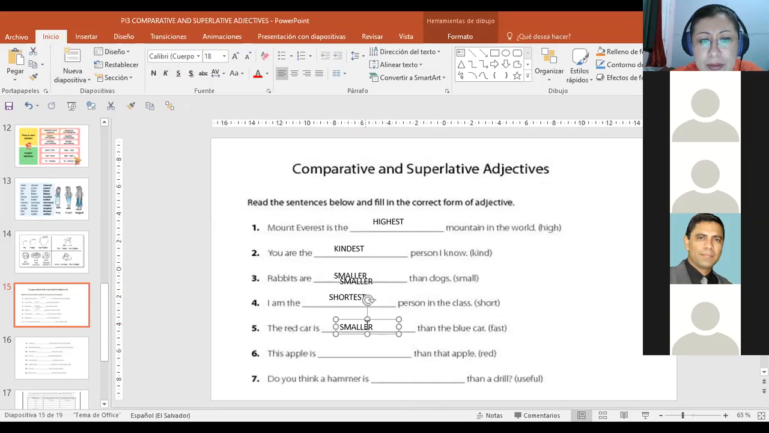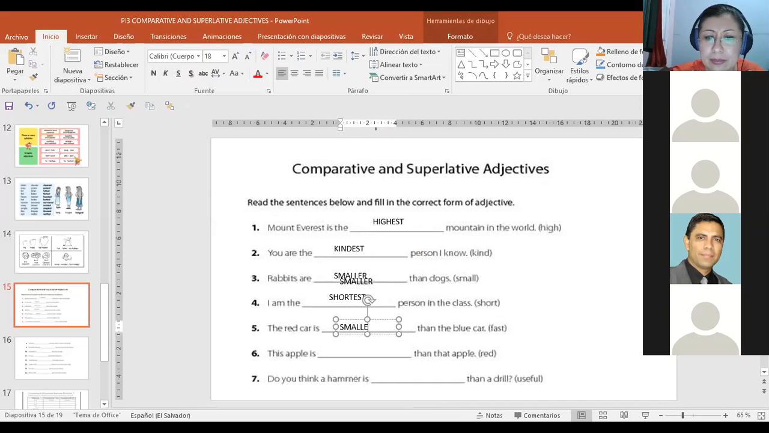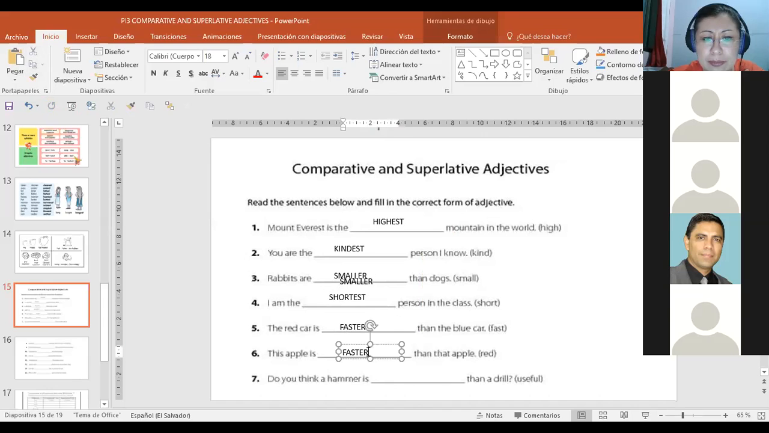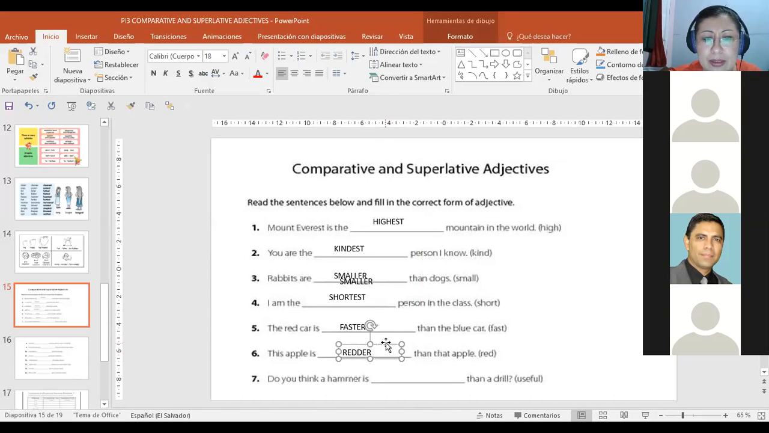Number five, maybe Noé, would you like to do it? The red car is faster than the blue car. Very good. Okay, Elizabeth, would you like to participate with number six? This apple is redder than that apple. Redder than. Pero en ese caso, ¿qué dijimos? Double D. Double D. Okay, redder than. Ah, ya tenemos el than ahí. Okay, very good.